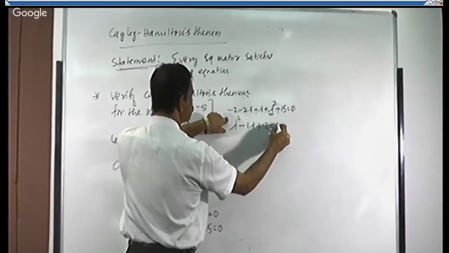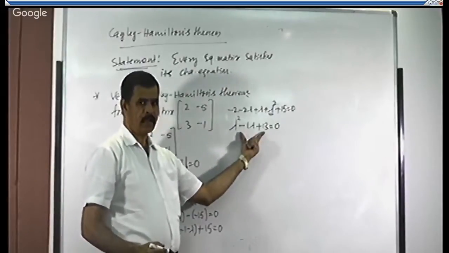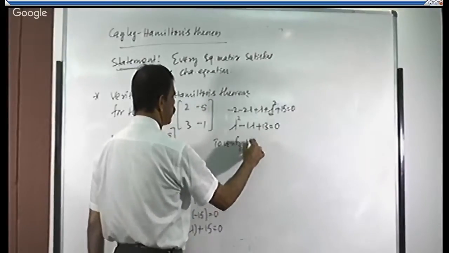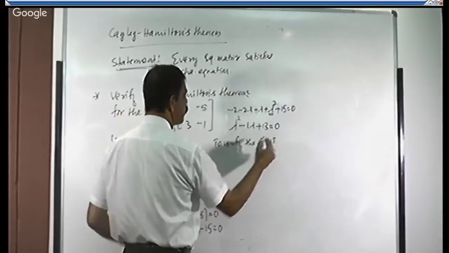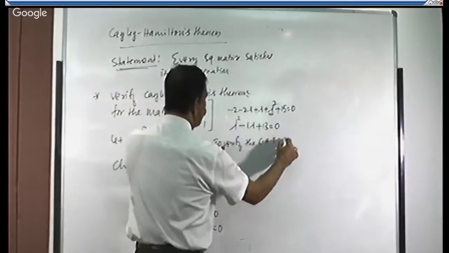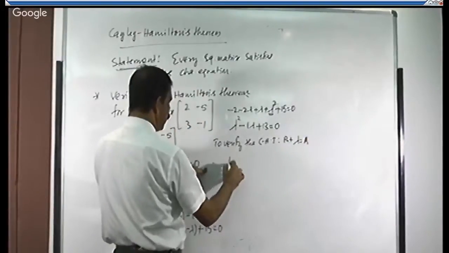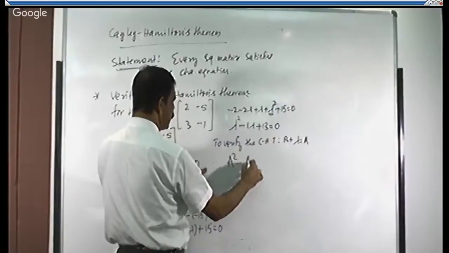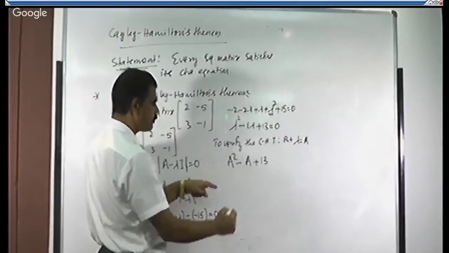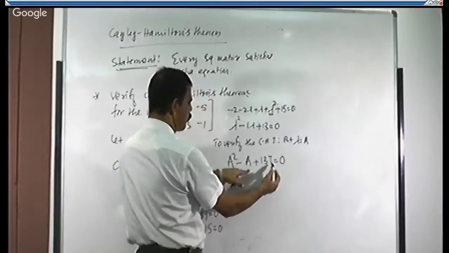is equal to 0. It is what? It is a characteristic equation in lambda. To verify the Cayley-Hamilton theorem, we need to replace lambda by a. Put lambda is equal to a. Therefore, a square minus a plus, we have only constant 13. You take it as 13 into I. What is I? I will be the unit matrix of order a.